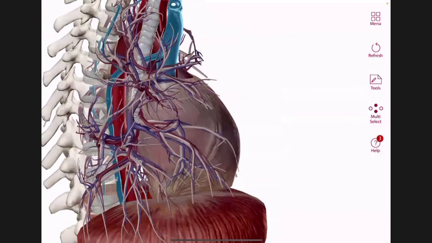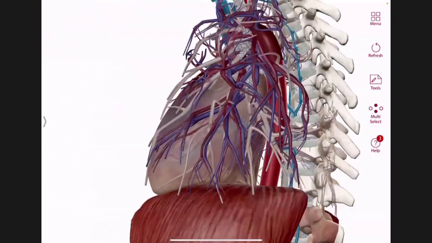So this is the pericardium. See, on all the sides it is covered now. Can you see that? Yes.